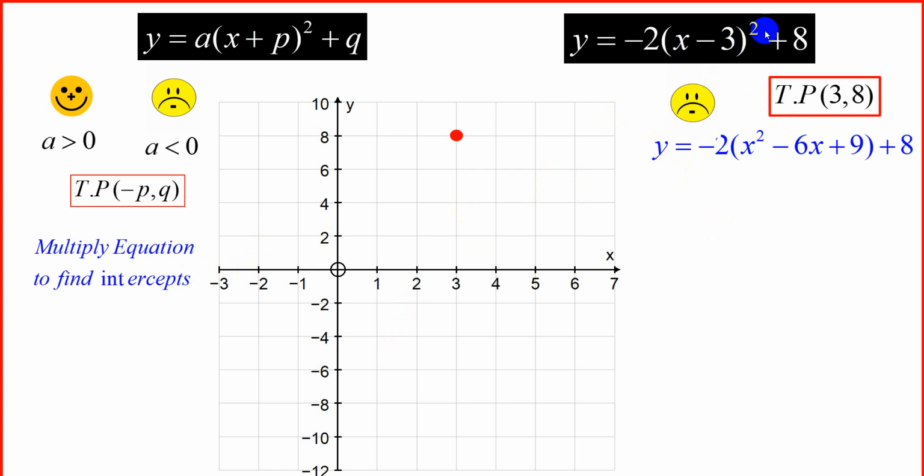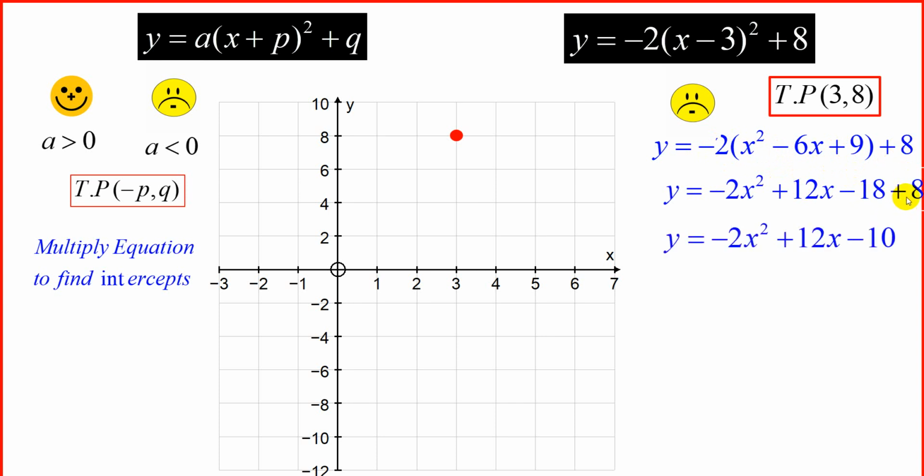First times the second times 2 minus 6x. Square the last term, we have a plus 9. We'll then take the minus 2 and multiply it into the bracket. And that gives us minus 2x squared, minus 2 times minus 6x plus 12x, minus 2 times 9 is minus 18. And we have our plus 8. Minus 18 plus 8 gives us a minus 10.